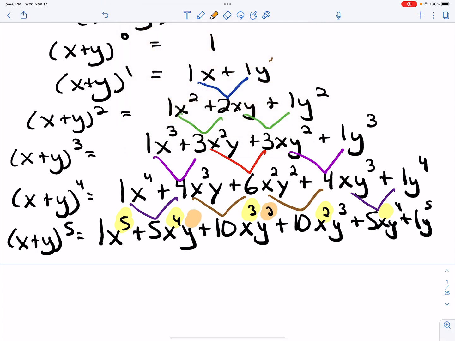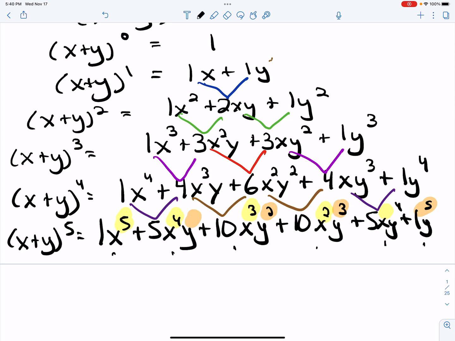those count up. Technically, they start with 0, and then 1, 2, 3, 4, 5. So the highest exponent is the same as the exponent that was outside the parentheses, since you're raising that to the 5th power. Also notice that the number of terms is 1 more than whatever power you're doing. So when we did x plus y to the 5th power, we ended up with 1, 2, 3, 4, 5, 6 terms. So there are all kinds of patterns deep within this. But that's not all. There is more.